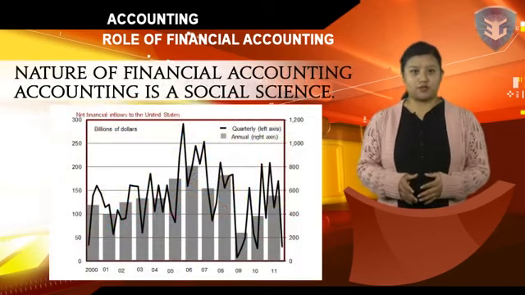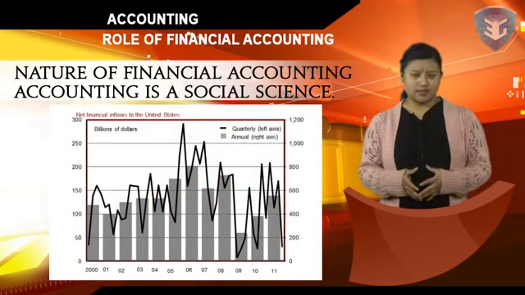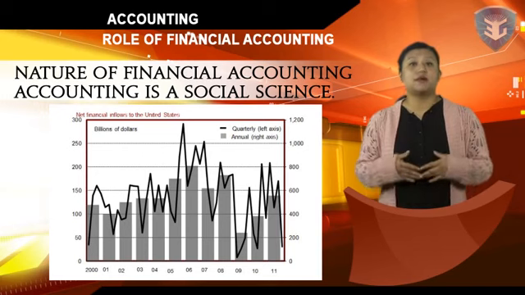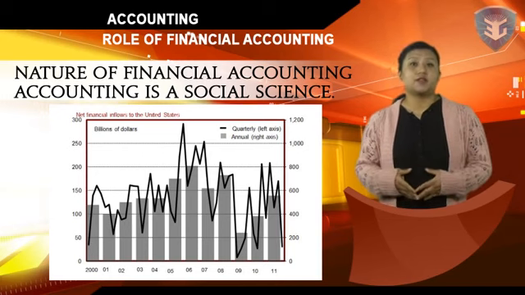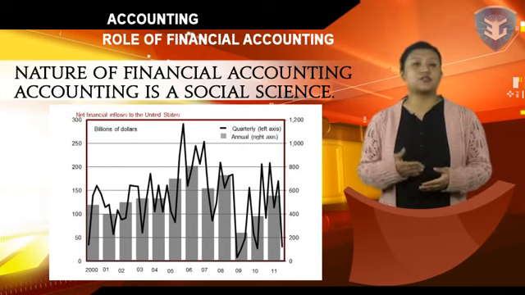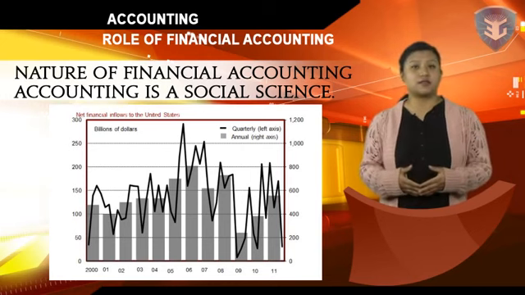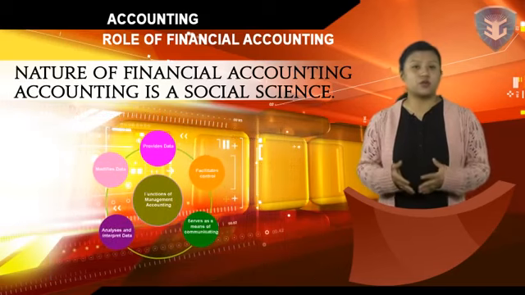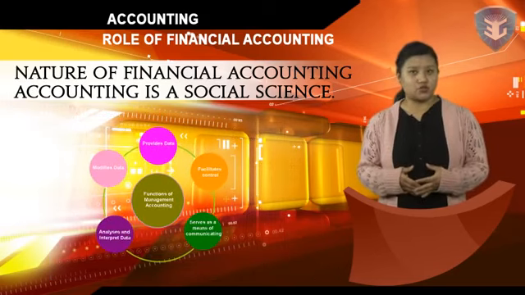Nature of financial accounting. Accounting is a social science. The nature of accounting information has been dictated from time immemorial by the needs of the users of the day. The history of accounting reflects the pattern of social development and the forces which necessitate changes in the accounting system from time to time. Over the years, accountancy has made tremendous progress in the field of commerce and industry.